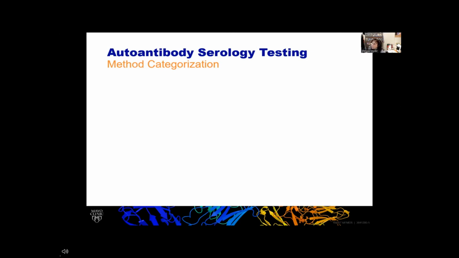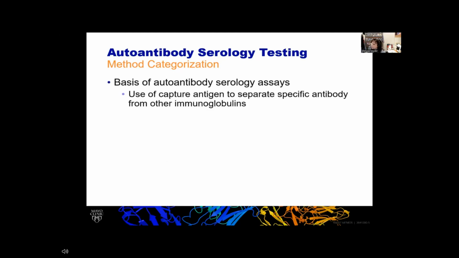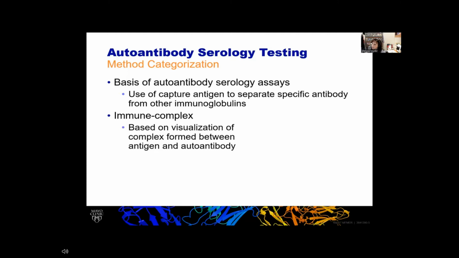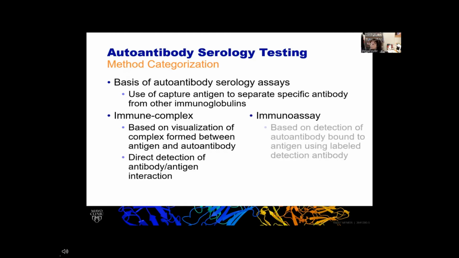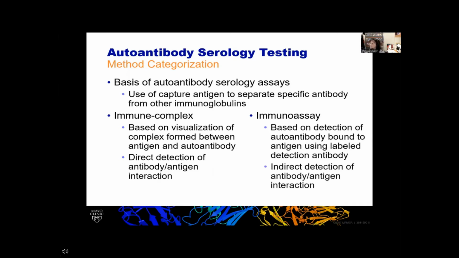I think it's also important that we take a look at the different methods that are used for identification of autoantibodies. The basis of autoantibody serology tests really is to use a capture antigen, which will allow you to separate the specific autoantibody that you're looking for from other immunoglobulins that are present within the patient's sample. You can classify these assays as being either immune complex based, which is based on visualization of a complex that forms between the antigen and the autoantibody, and I would consider this really a direct detection of an antibody-antigen interaction. This is compared to immunoassay methods, which are really based on detection of the autoantibody binding to an antigen where you have a secondary label detection antibody. And this I think of as more of an indirect method of detecting the antibody-antigen interaction because you're requiring the use of a secondary or detection antibody.